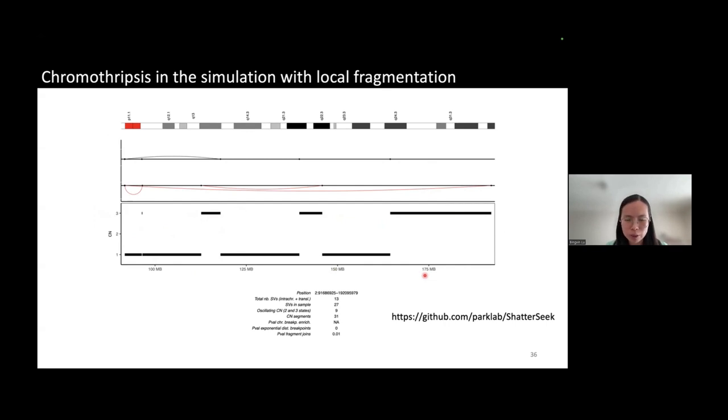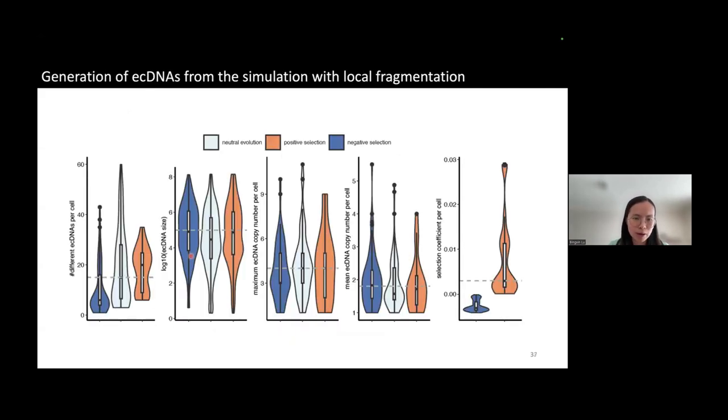And we can also simulate extrachromosomal ecDNAs, namely those DNA without centromere, and they will form a circle during the rejoining of double-strand breaks. Here you can see there are slightly more ecDNAs with positive selection, but the size and the maximum and mean copy number seem similar. This is probably because the strength of selection is not very large.